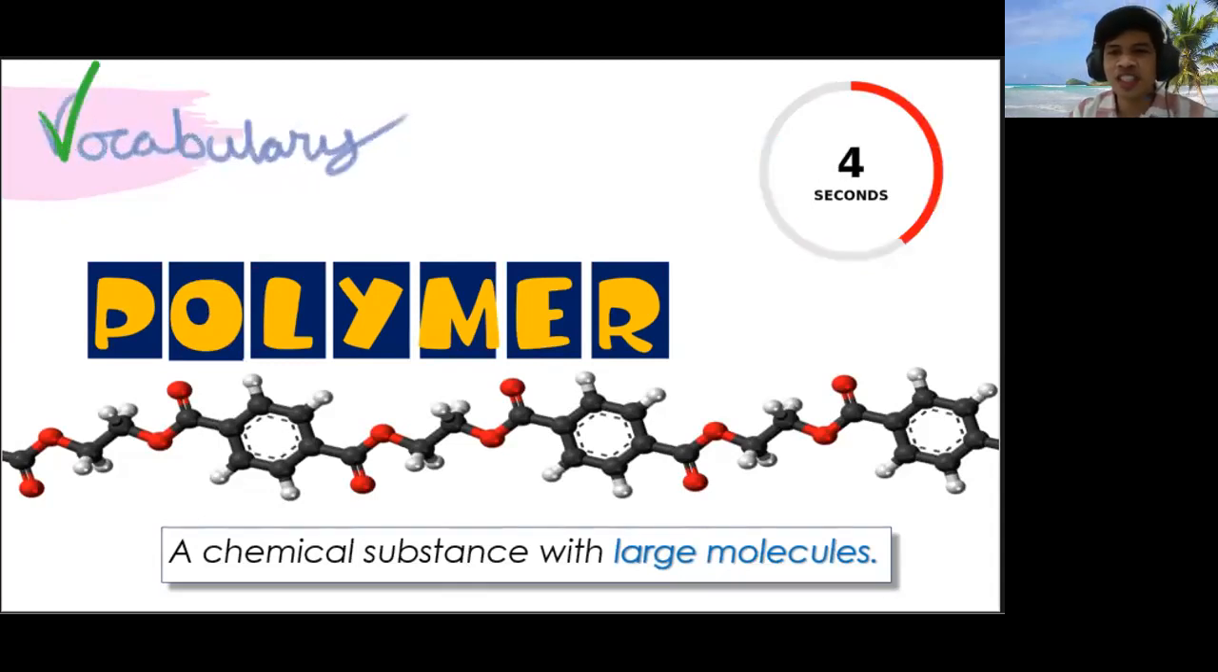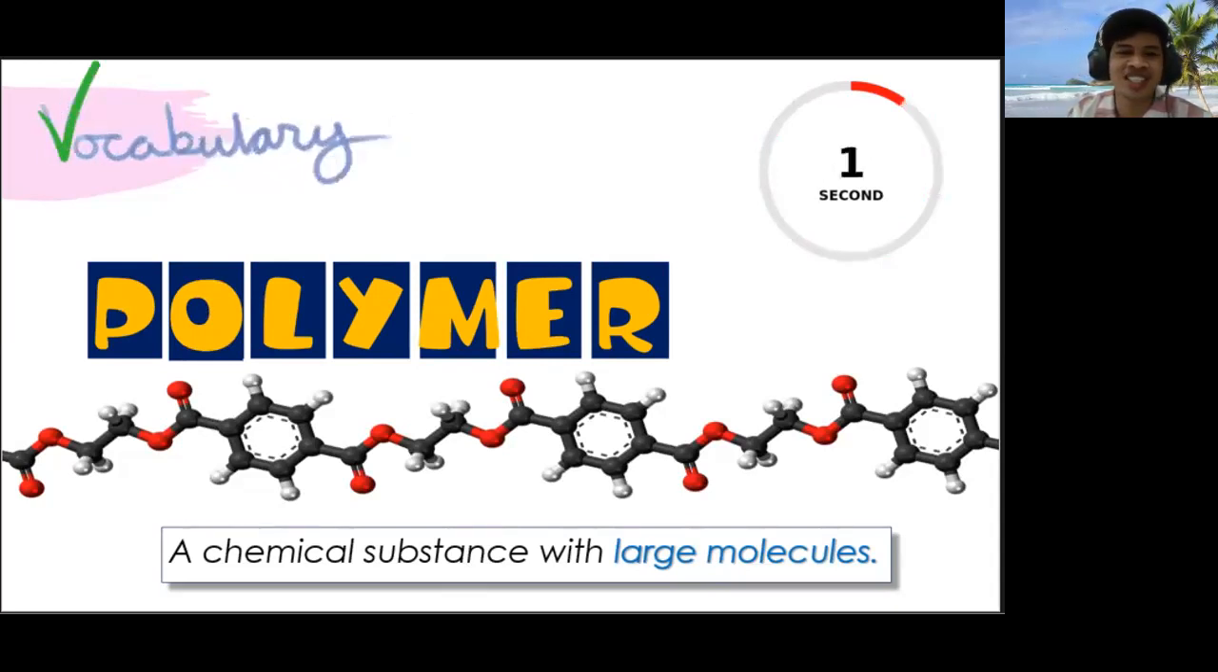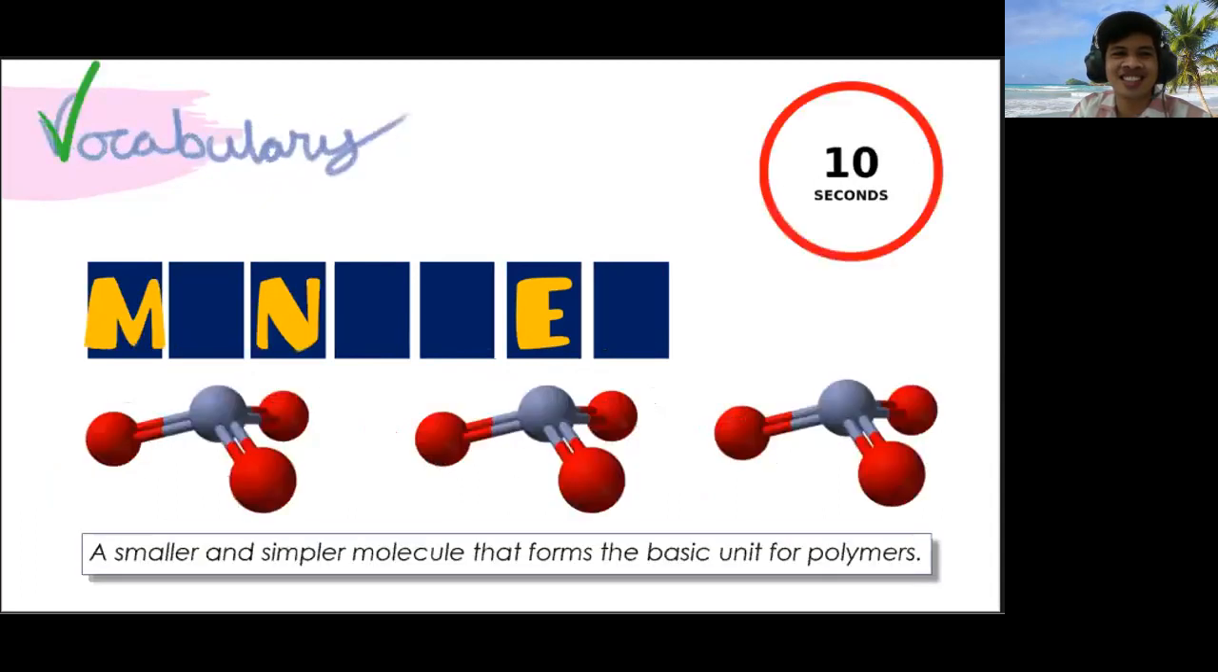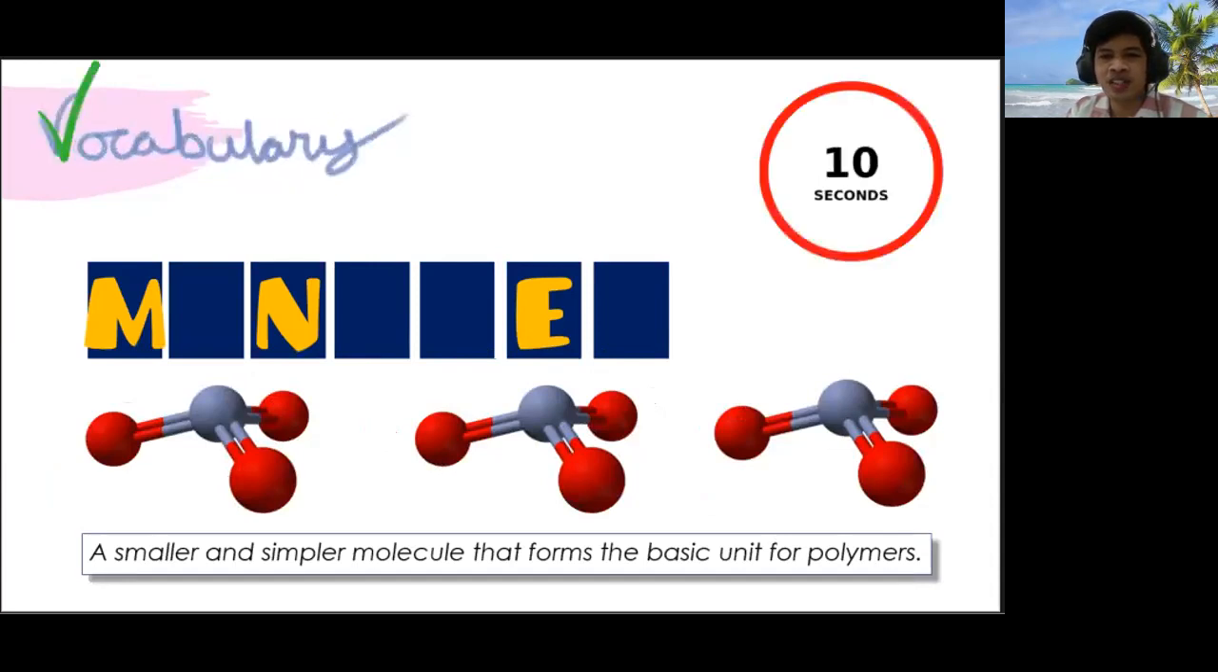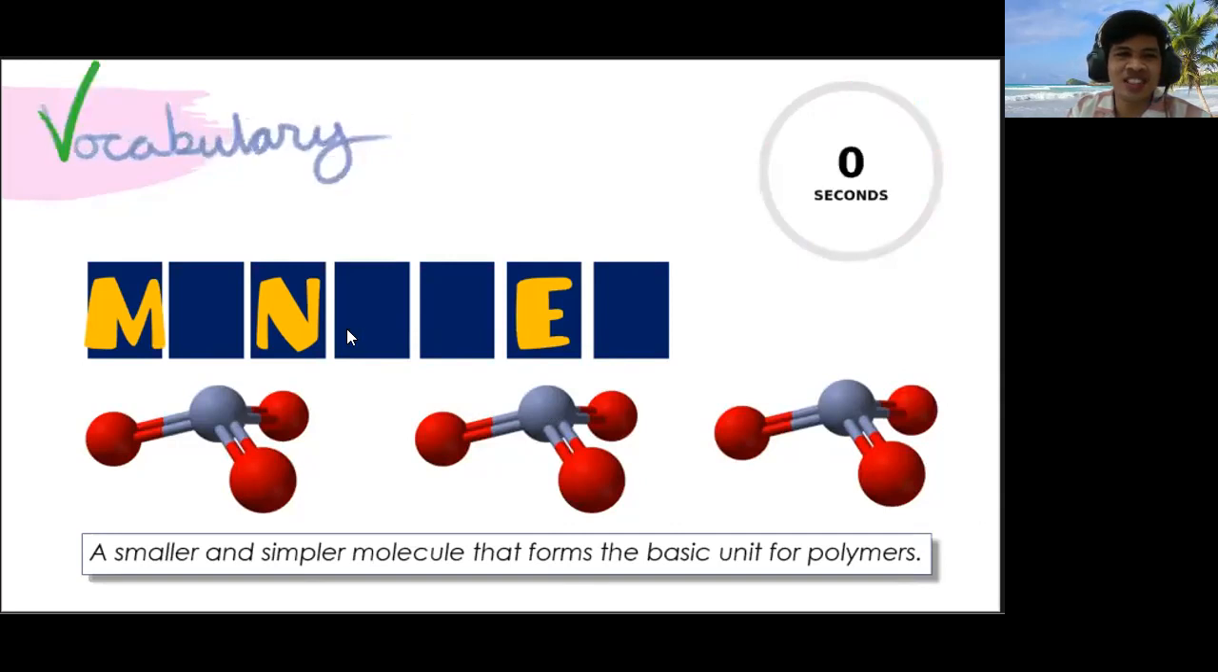Next word, please direct message me, to everyone. Everybody can see your answer. Next word we have this one. Number 2: it is a smaller and simpler molecule that forms the basic unit of a polymer. All right, Asia is very fast, very quick, and this is very easy for Asia. The next letters we have here are M, N, and E.